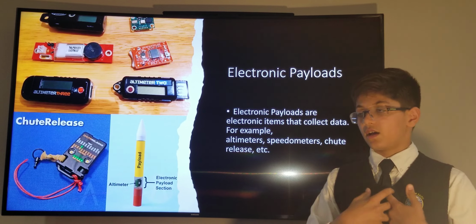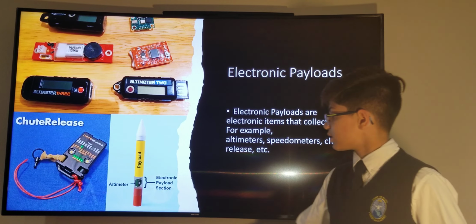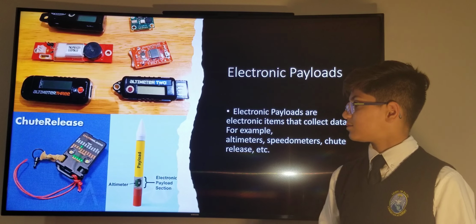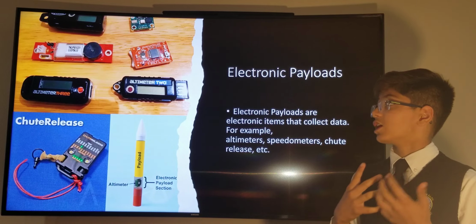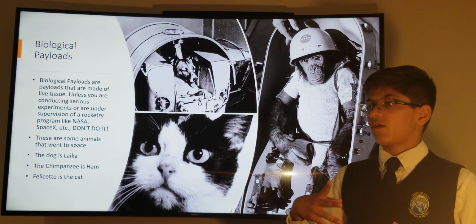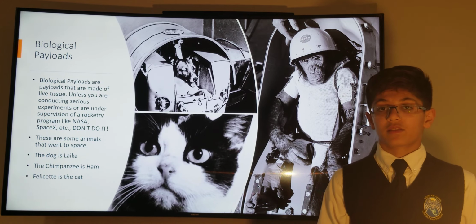When having an electronic payload, you need to make sure you have a section for it so that the electronic payloads are safely stored. Next, we're going to be talking about biological payloads. Biological payloads are the ones you have to be most careful with, because you're handling life here, and you need to make sure they come back alive. So don't use biological payloads unless you're under the supervision of a giant rocketry organization like NASA or SpaceX, or you're conducting serious science experiments.